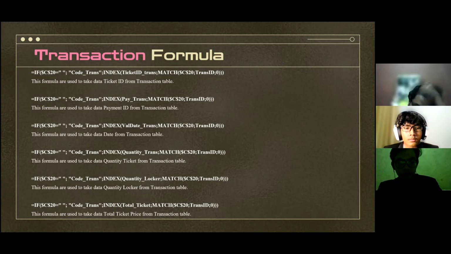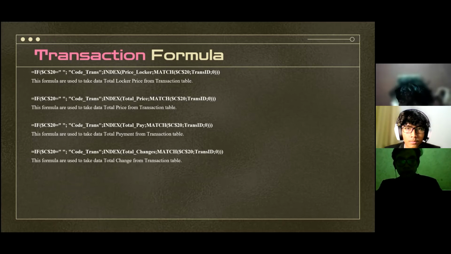Next is IF, C20, INDEX, quantity ticket, MATCH, transaction ID, 0. This formula is used to take data quantity ticket from the transaction table. And next is IF, C20, INDEX, quantity locker, MATCH, C20, transaction ID, 0. This formula is used to take data quantity locker from the transaction table. Next is IF, C20, INDEX, total ticket, MATCH, C20, transaction ID. This formula is used to take data total ticket price from the transaction table.